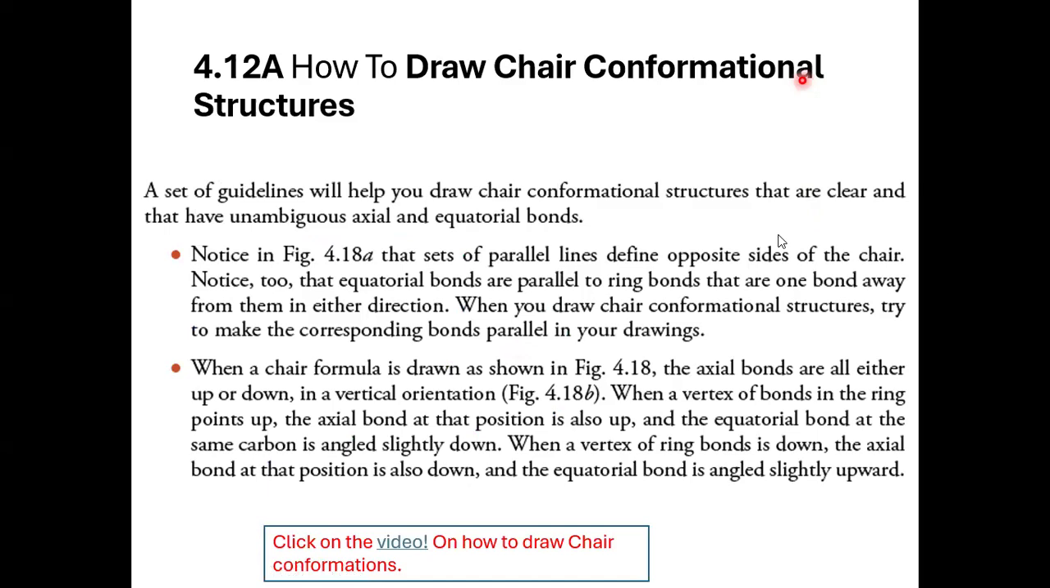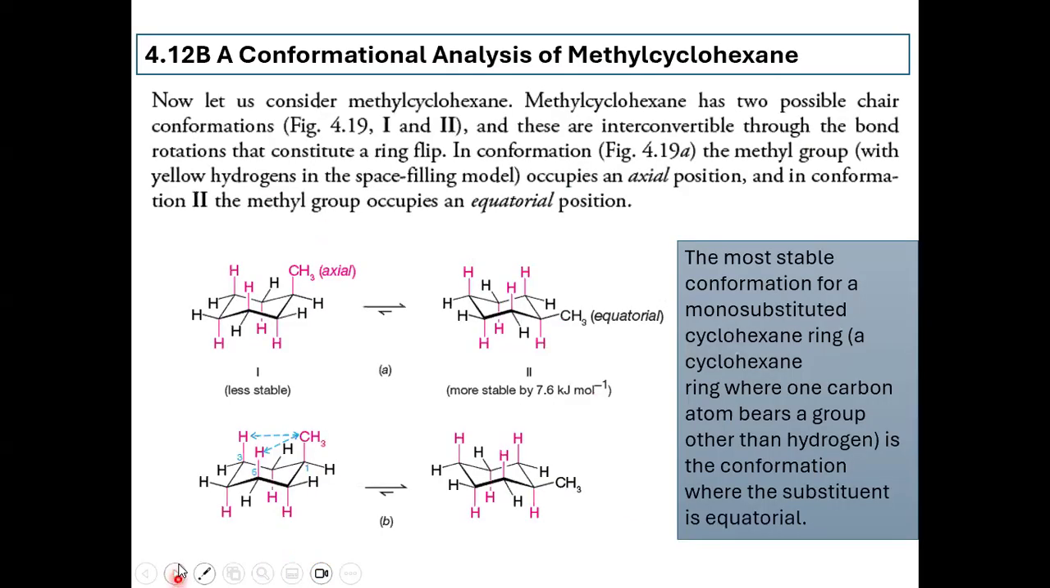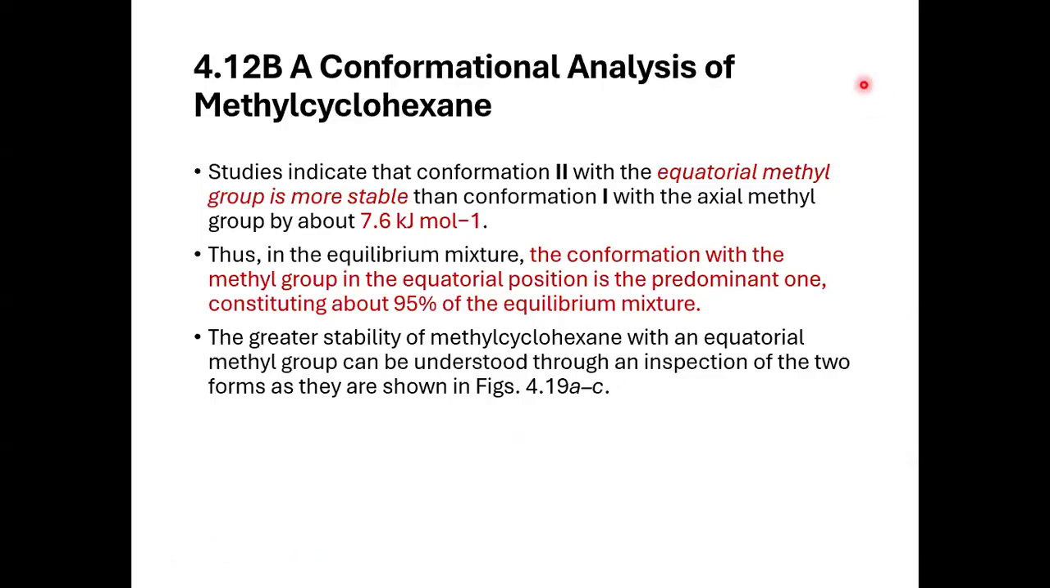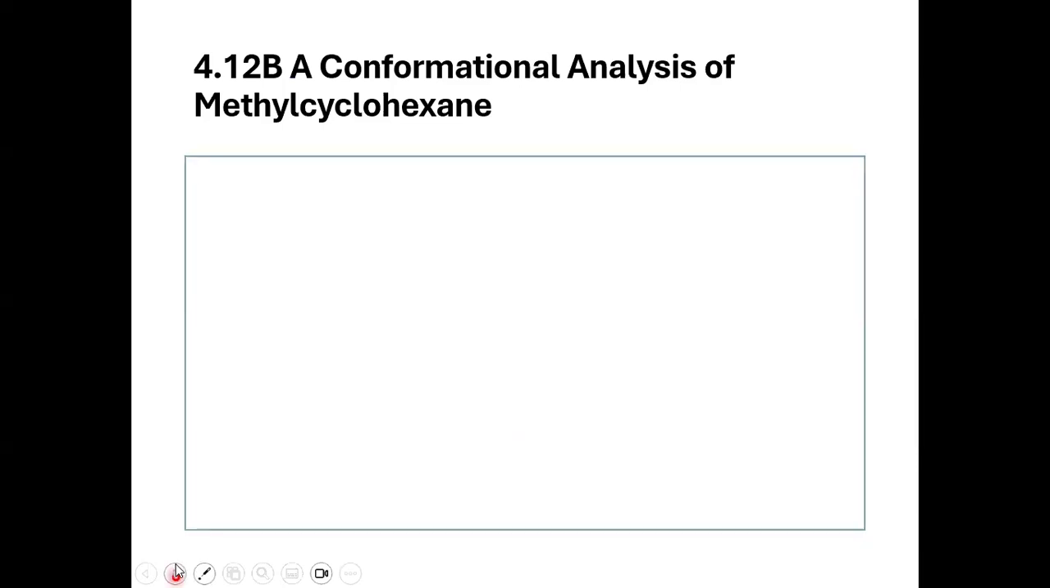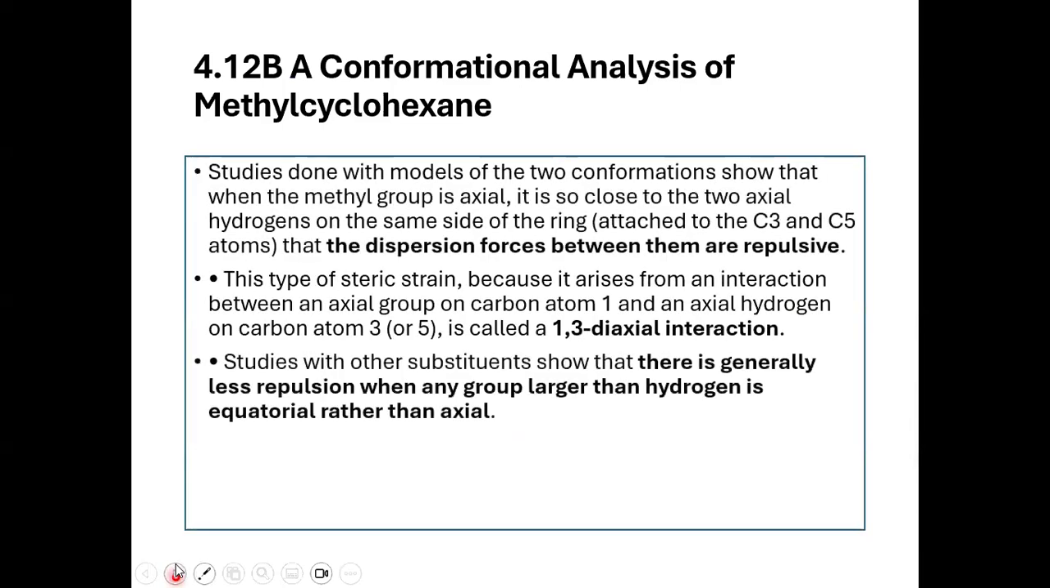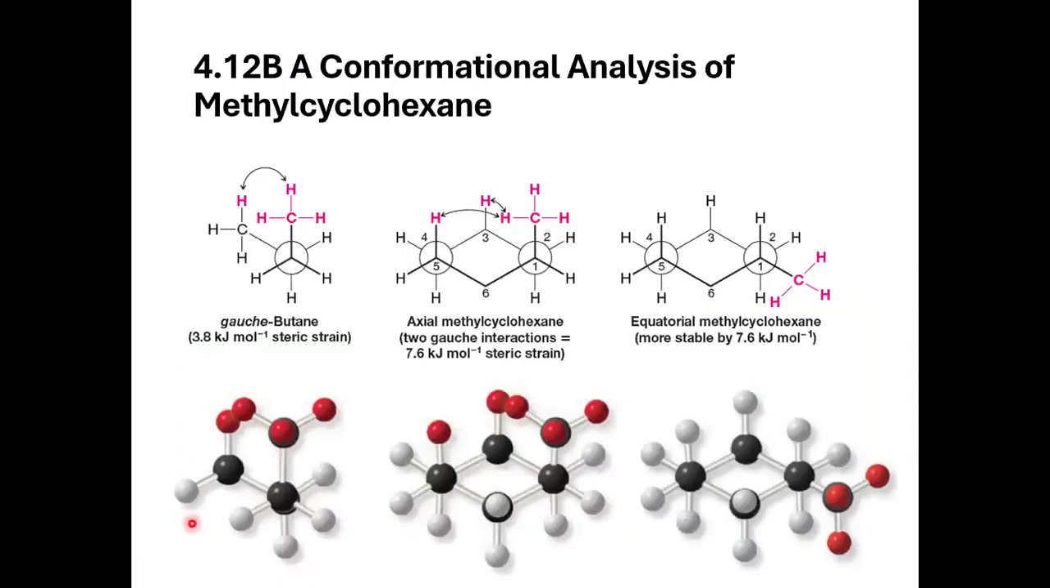So again, I have mentioned you have to learn how to draw the chair conformations. It's very easy. Just write two parallels first, and then you connect whether it's up or down. And we've learned also in the previous slides the conformational analysis of methylcyclohexane. Okay, and you can draw the Newman projection to see what will happen to our cyclohexane.